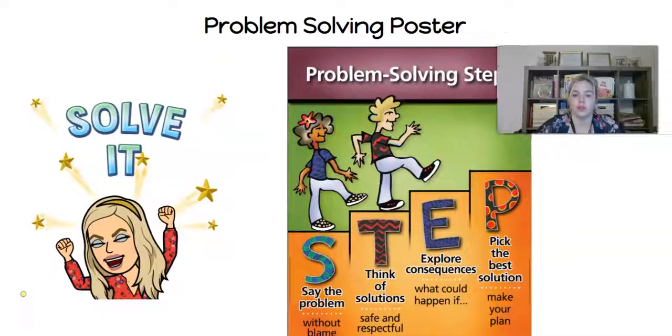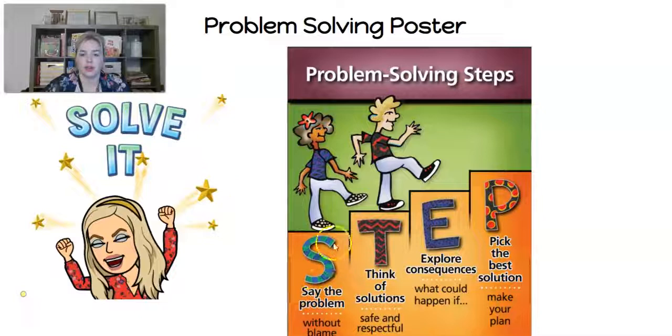Here's our problem solving poster. Remember, S is say the problem without blame. That's what we talked about last time. T is think of solutions that are safe and respectful. E is explore consequences, what could happen if. And P is pick the best solution, make your plan. So S, say the problem. T, think of solutions. E, explore consequences. And P, pick the best solution.